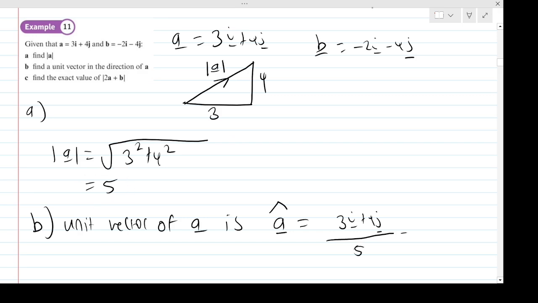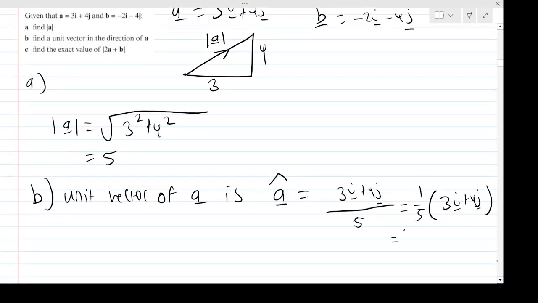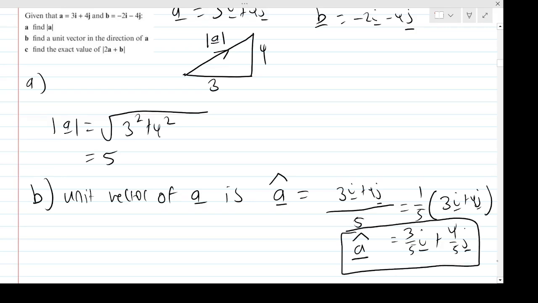So you can think of it then as a fifth of the vector. So a fifth of 3i add 4j. And then essentially we're dividing everything by 5. So 3/5 i add 4/5 j. And that is my unit vector, A hat, okay? So that's in essence how you find a unit vector. So you find the length of the normal vector and then divide by the length, in this way. Cool.